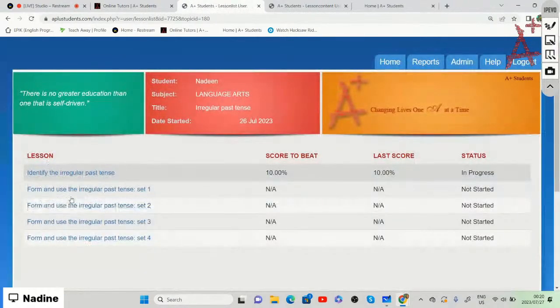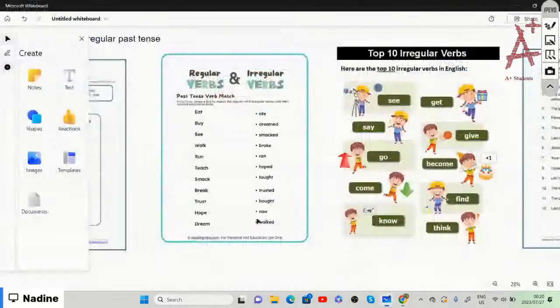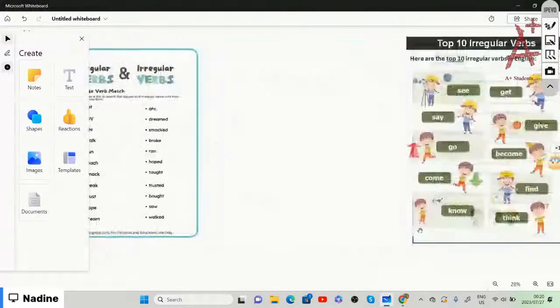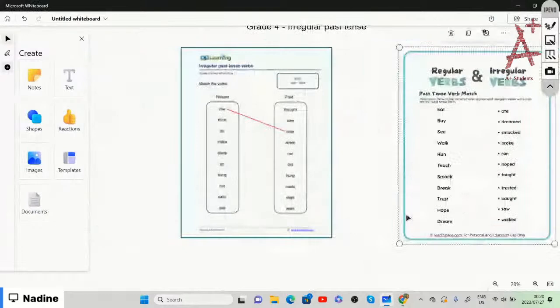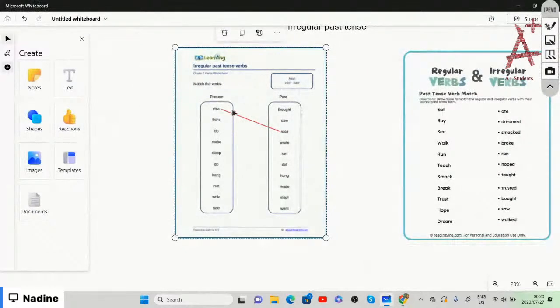All right. So now before we go on to form and use the irregular past tense forms, let us quickly do a little activity, right? We are now going to match the verbs. We are going to match the present tense verbs on the one side to the past tense forms. And remember, we said when it comes to irregular past tense forms of the verbs, there is no specific rules, right?